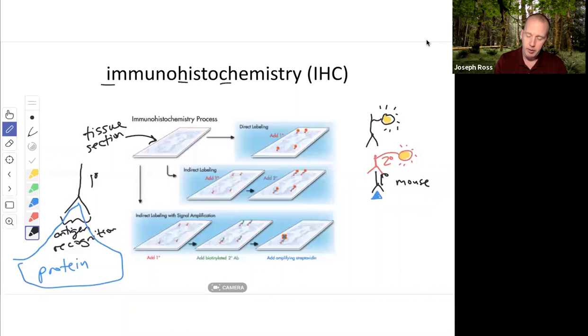So this is, for example, let's say the secondary antibody was produced in goats. This would be called a goat anti-mouse antibody. It's an antibody that's produced in goats, and it specifically recognizes mouse antibodies. So that's indirect labeling. And then they're also indicating this last option, which is indirect labeling with signal amplification. So in that case, the primary is applied, the secondary is applied, and the secondary is connected to a huge molecule with lots of different surfaces that can be bound.